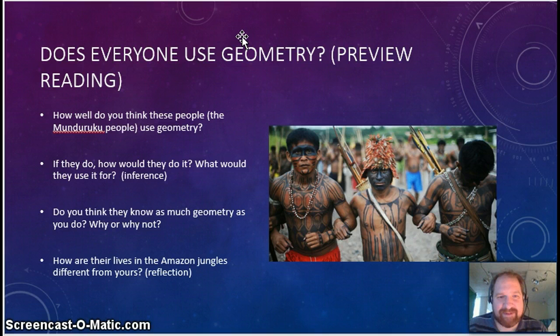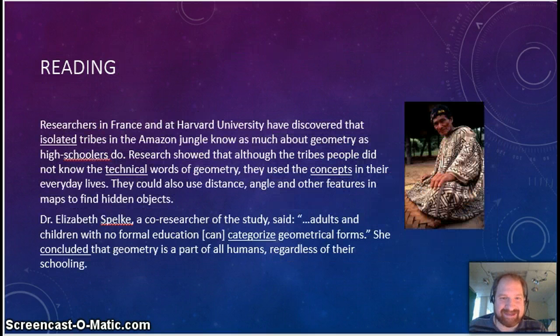Let's look at how these people, the Mundurucu, how do you think they would use it? Check out that guy's tattoos. They need to keep the angles the same. So do you think they know as much as you do about geometry? How's your life different from theirs? That'd be a good question for the test.